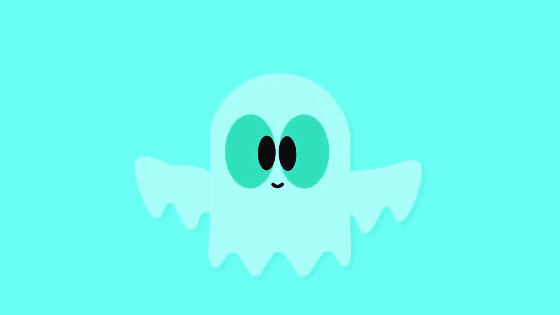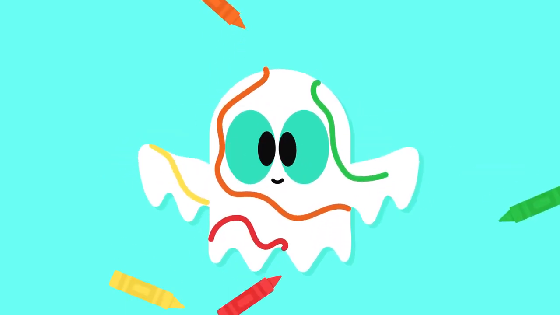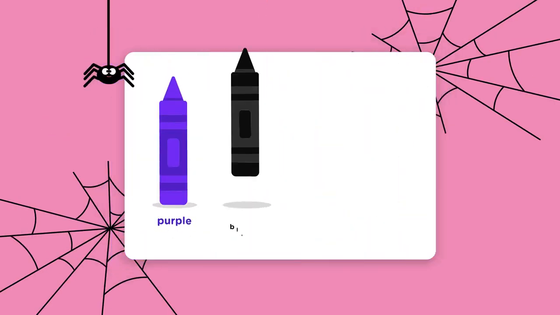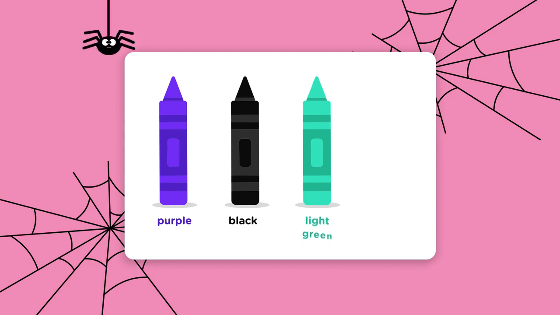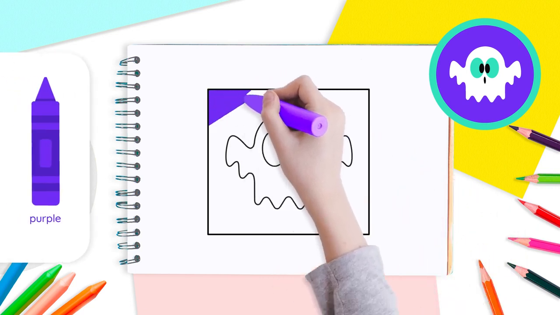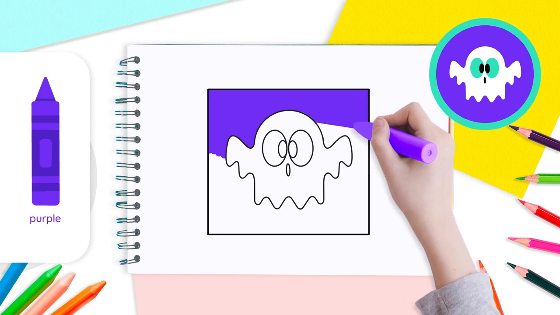Now it's time to add some color. You can follow our suggestions or choose your own colors. It's up to you. For our ghost, we will be using purple, black, light green, and white. First, use the purple crayon to color the background. Don't forget to only color around the ghost.